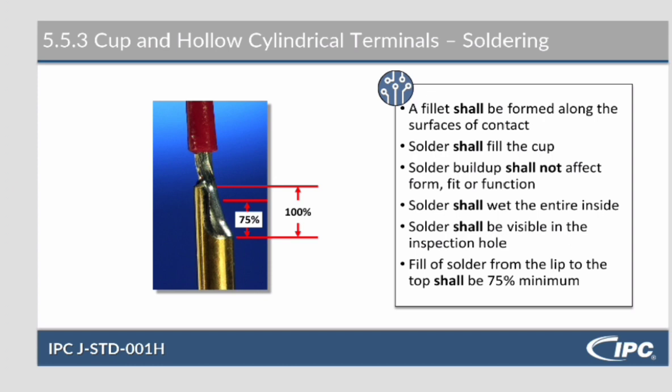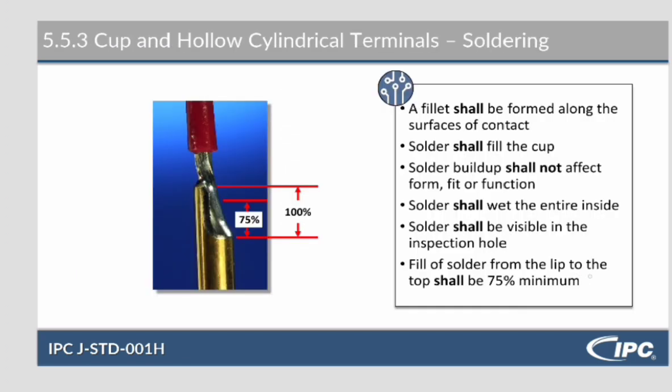For cup or hollow cylindrical terminals, fillet shall be formed along the surfaces of the contact, and solder shall fill the cup. There is buildup that is allowed, if not even expected, that can go along around the edges of the lip or around the back. That is okay, as long as it does not affect fit, form, or function. Solder shall wet the entire inside. It shall be visible in the inspection hole if there is one, and it shall fill the solder from the lip to the top of at least 75%.